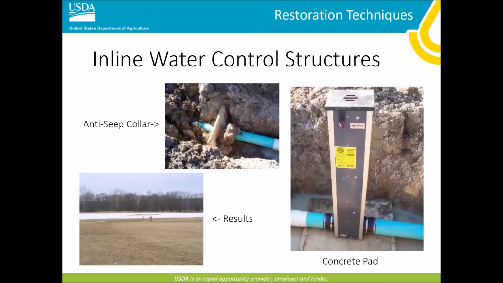Next slide. Some of the design components of the inline water control structure I'm going to highlight here is the anti-seep collar. It's very important to have those downstream towards the outlet of the structure. We don't want water migrating along that tile and finding its own way to get out. Another thing that's very important is that concrete pad underneath that structure. If you're not putting this on undisturbed ground and you're putting it on earth-filled soils, you really need something to prevent the settling of that structure. These are typically pretty heavy structures, and they will settle over time and give you all kinds of issues.